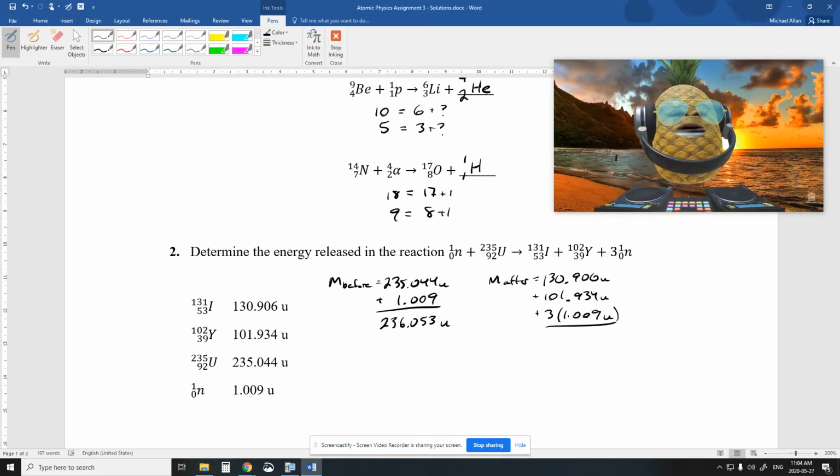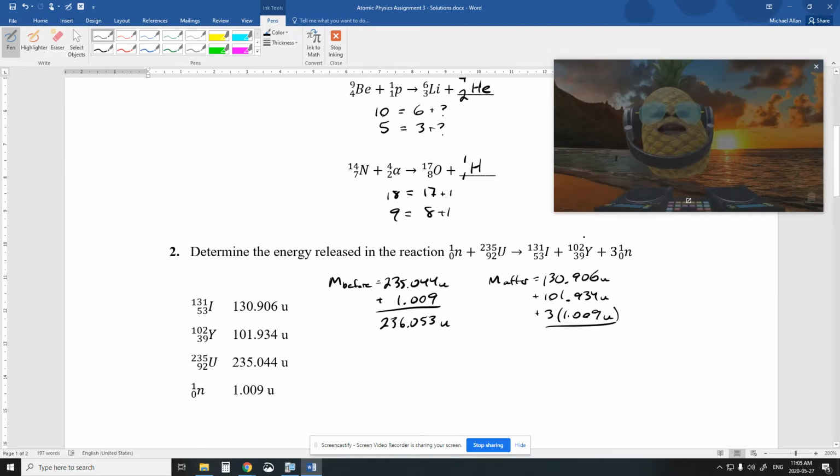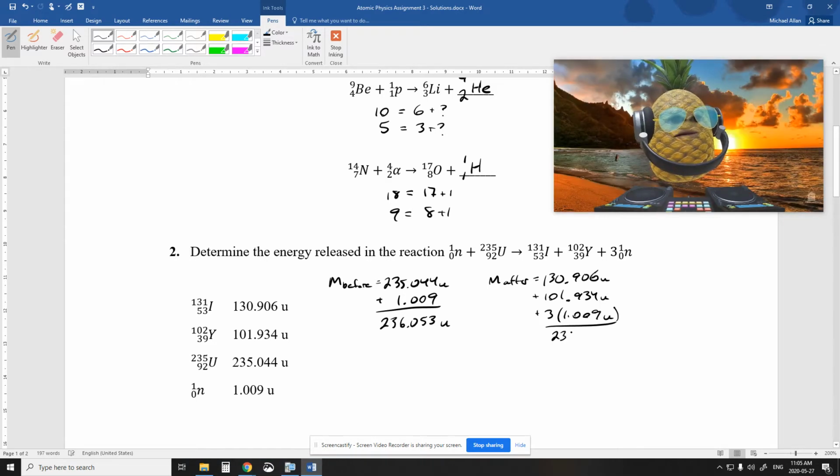130.906. Oh, yeah, someone mentioned that my 6s and 0s could look the same, and they do sometimes. 101.934, and then plus 3 times 1.009. And we get 235. So we've lost mass. Where did that mass go? Well, it went into energy.